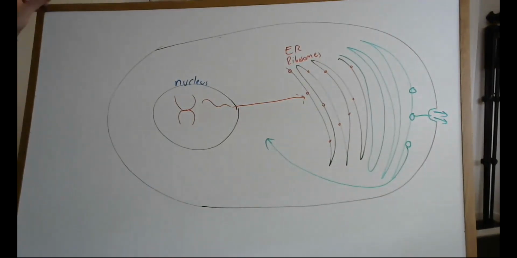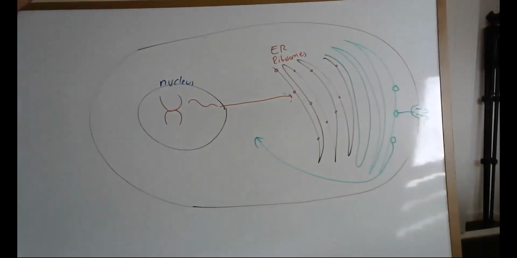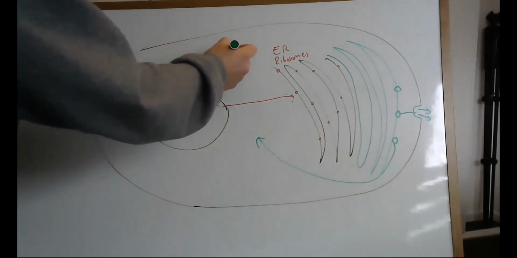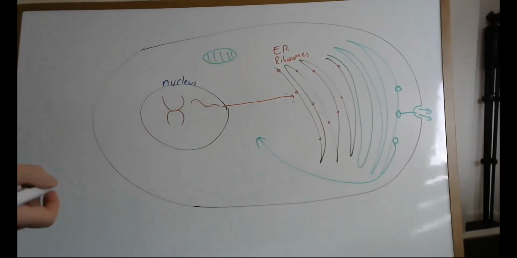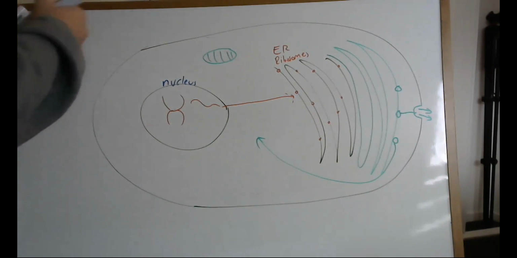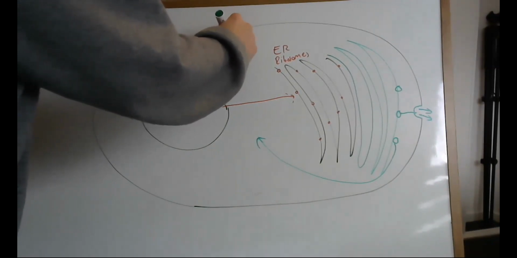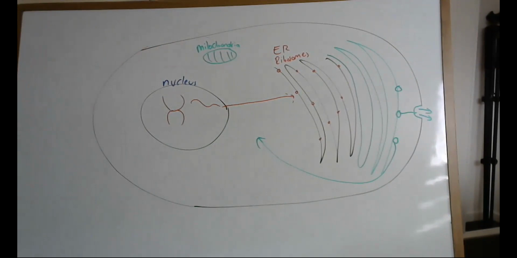So what we call exocytosis. We also have what's called mitochondria, and they often look like a piece of bakery bread. And they are what's called the powerhouse of the cell. They produce energy. They produce the energy required.